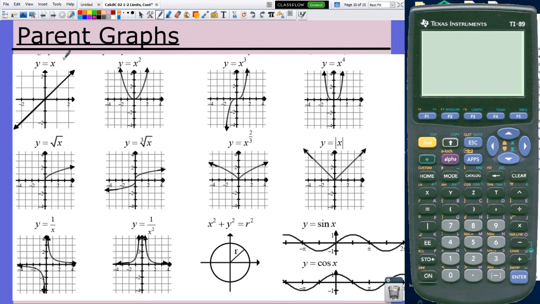All right. Parent graphs, last thing. You don't have to write these down, but it's good to know some of these. If you don't know some of these, I would write them down. Especially, okay, this one, probably not. This one doesn't appear much. Y equals 2/3 x. But you should know y equals x is a line.